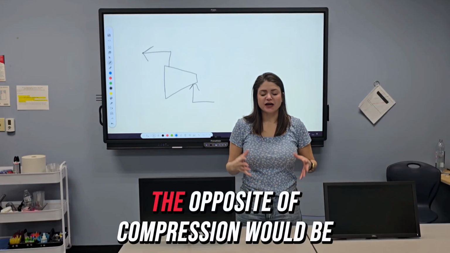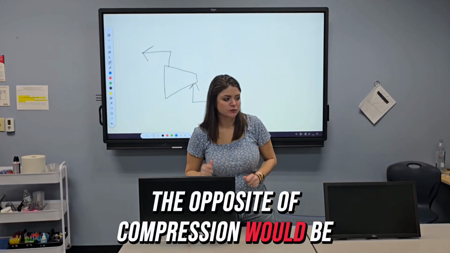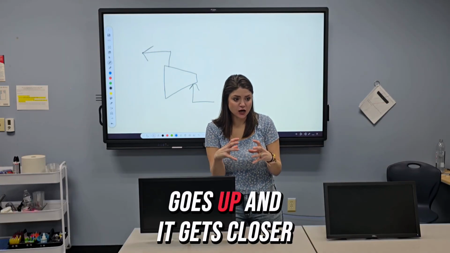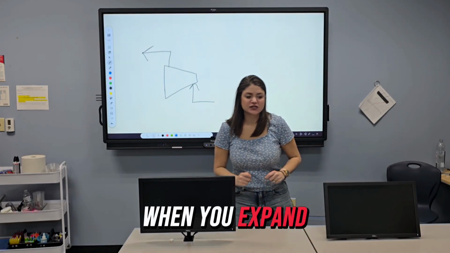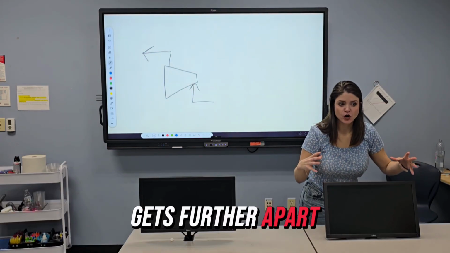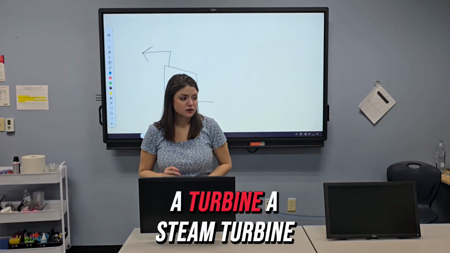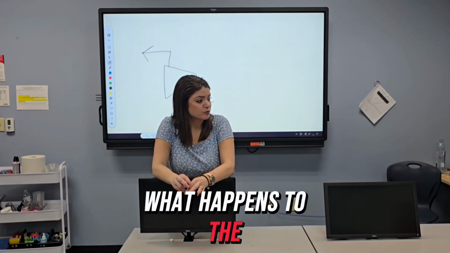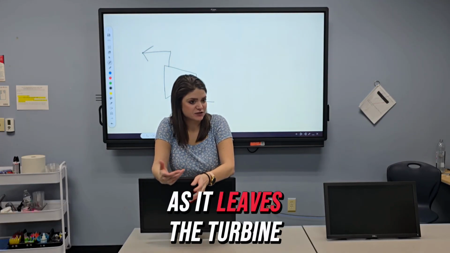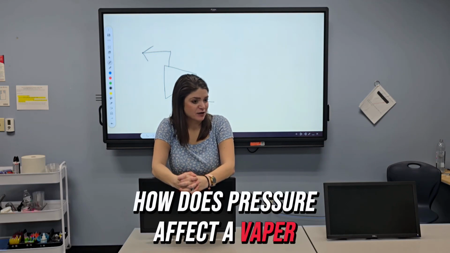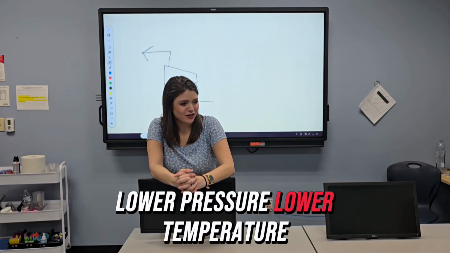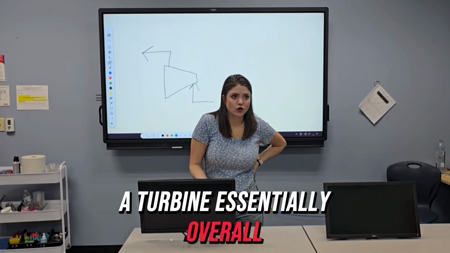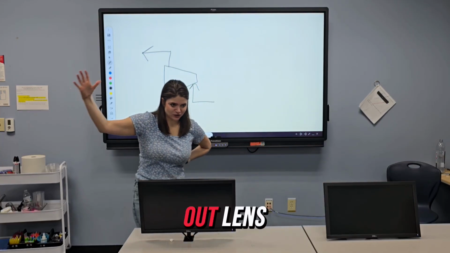So the opposite of compression would be expansion. So when you compress, the pressure goes up and it gets closer together. When you expand, the pressure goes down and gets further apart. A turbine, a steam turbine, essentially expands the steam. What happens to the temperature of the steam as it leaves the turbine? How does pressure affect a vapor? Lower pressure, lower temperature.